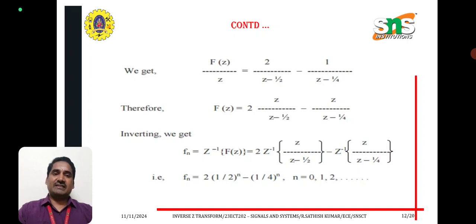Now we can multiply with z and take inverse z transform based on ROC. We can get f of n is equal to 2 into 1 by 2 power n into u of n minus 1 power n into 1 by 4 power n into u of n.